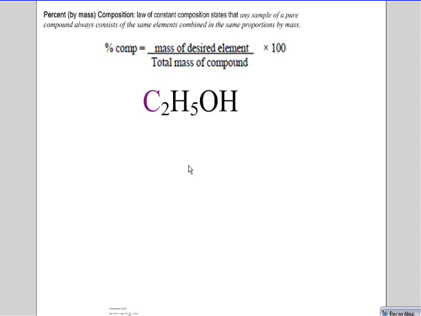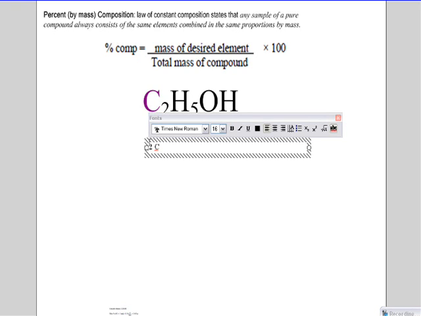up is first we need to find the overall mass, or the molar mass, the molecular weight of ethanol, the entire compound. So we're going to do that the same way we did it before. I have 2 carbon atoms. I have 5 hydrogen atoms. I have 1 oxygen atom, and I miscounted. I actually have 6 hydrogen atoms.